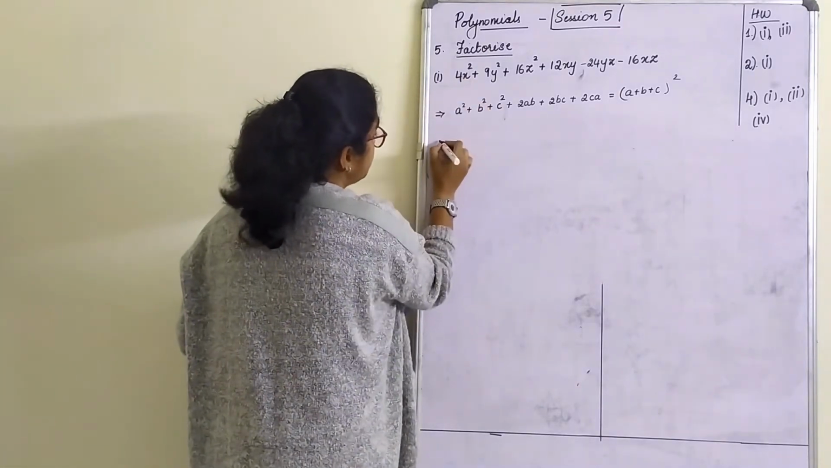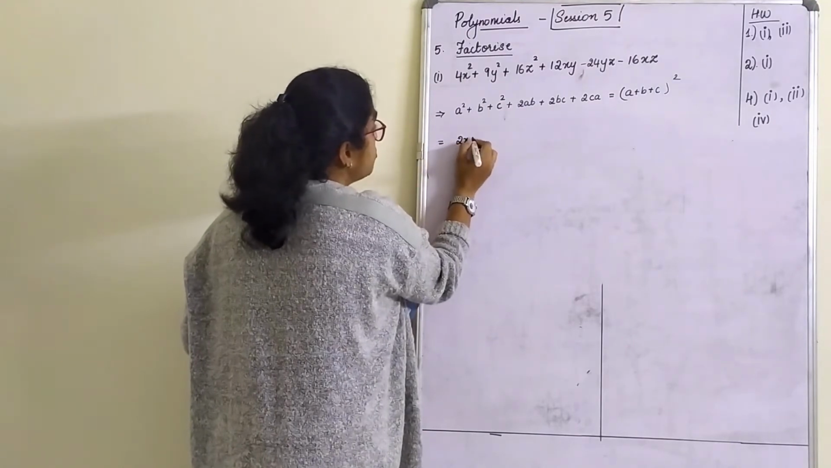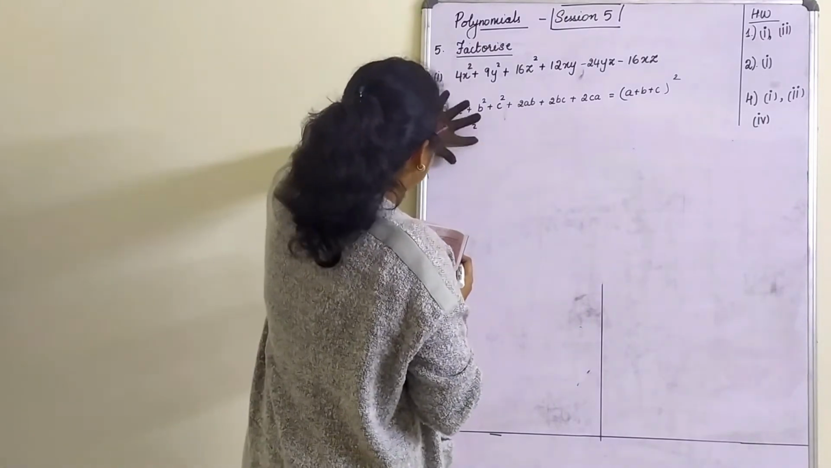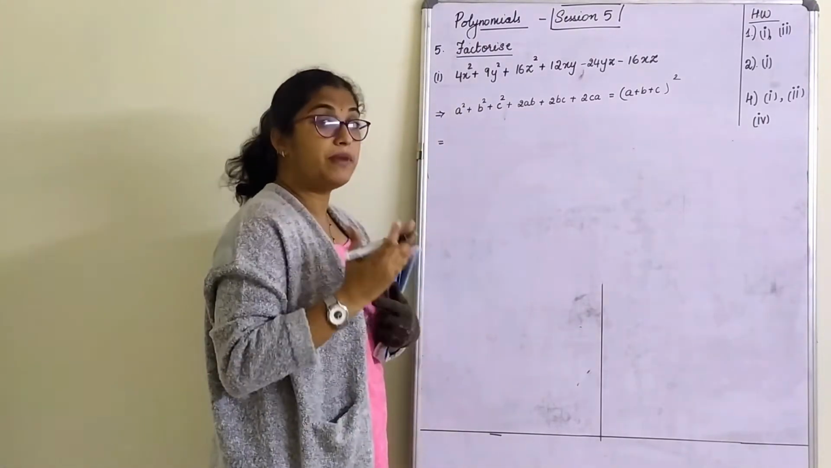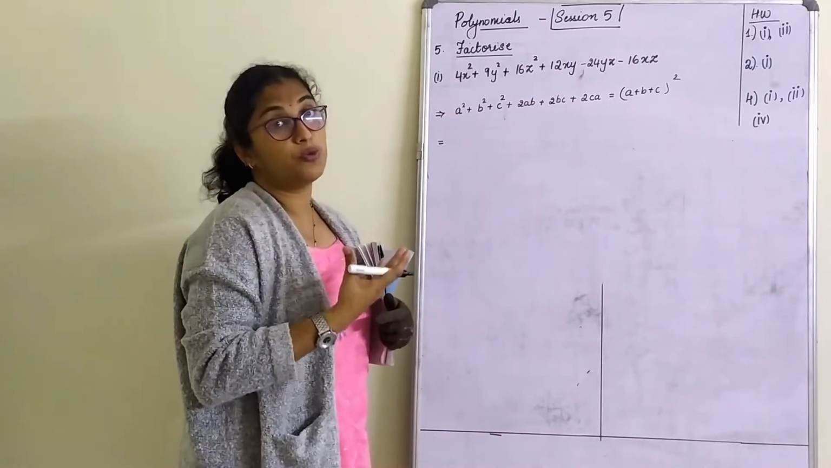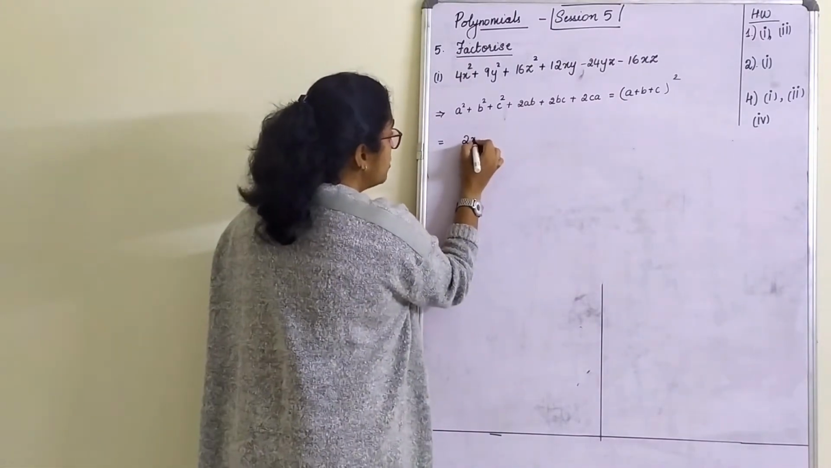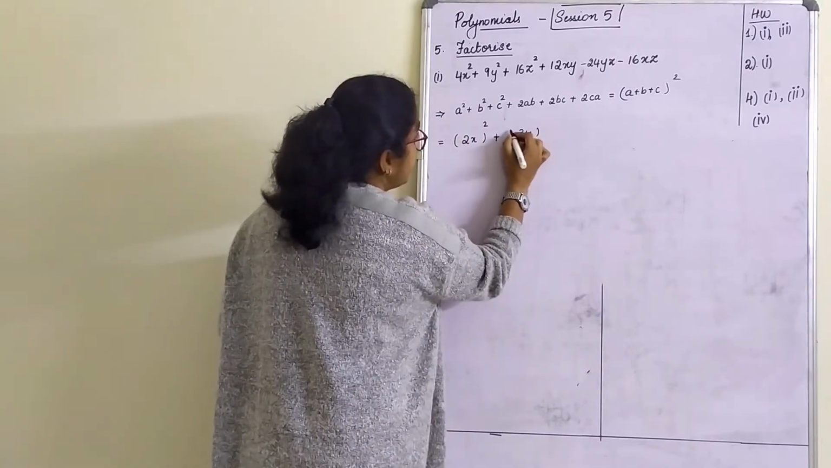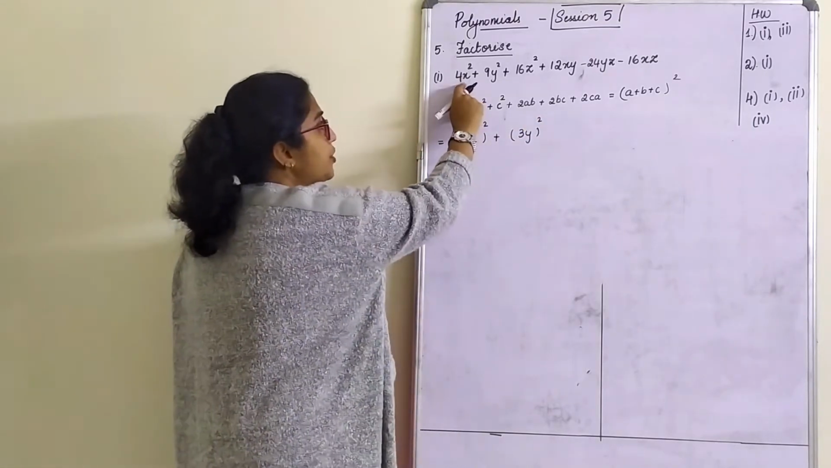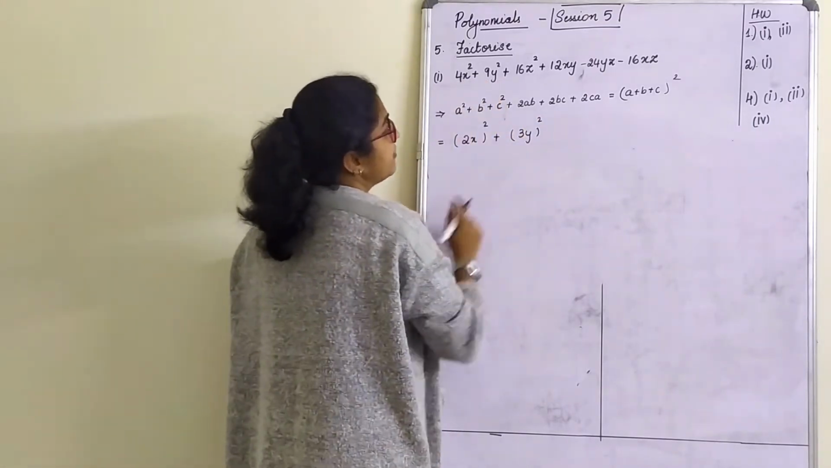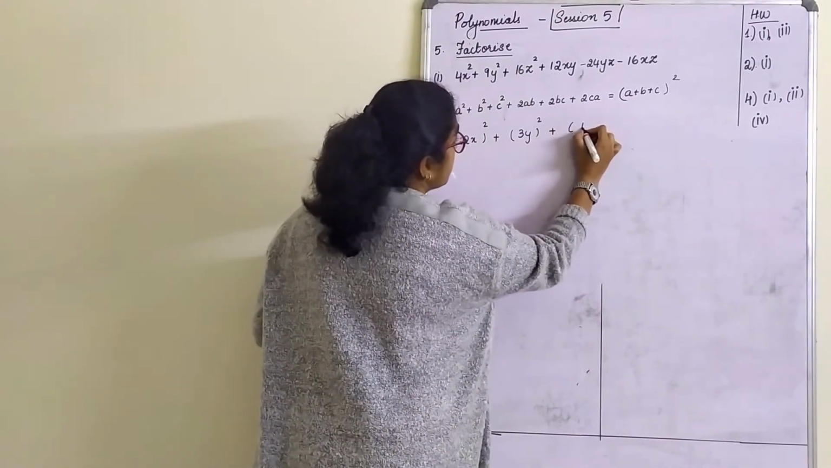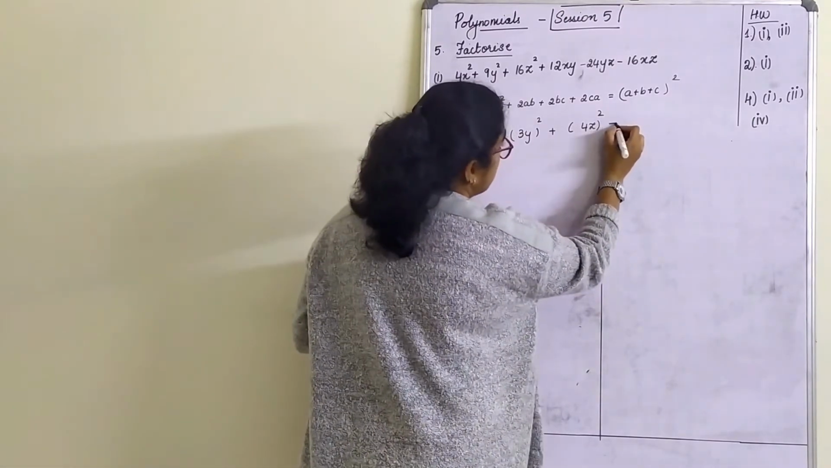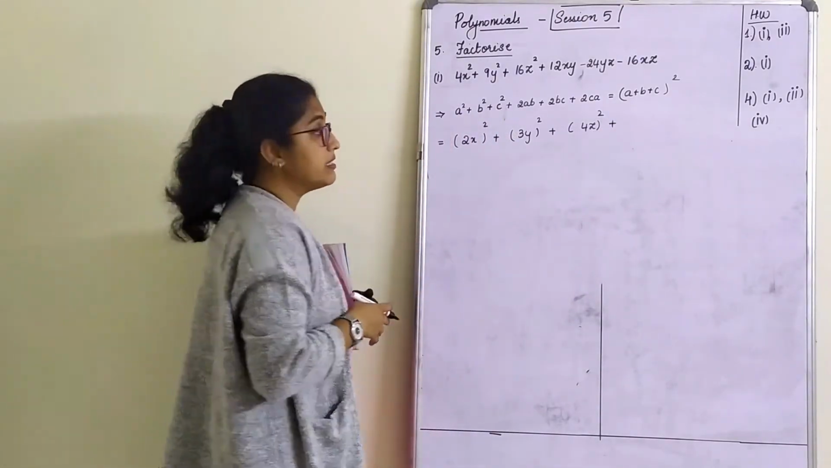So, the first one can be written as 2x whole square. Now what we will do here is, we are not aware about the sign, so we will just write in terms of plus only. Later we will see what should be plus or what should be minus. So 2x whole square plus 3y whole square. 2x whole square is 4x square, 3y whole square is 9y square, plus 4z whole square. I will write plus only as of now. Only in the AB term I will consider as minus.